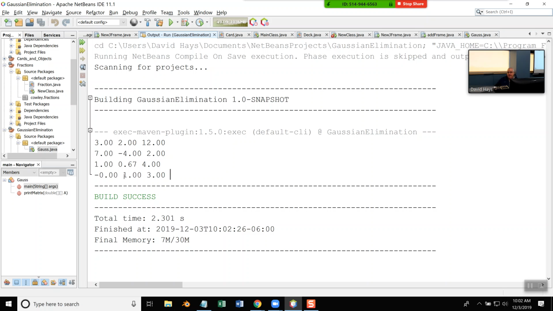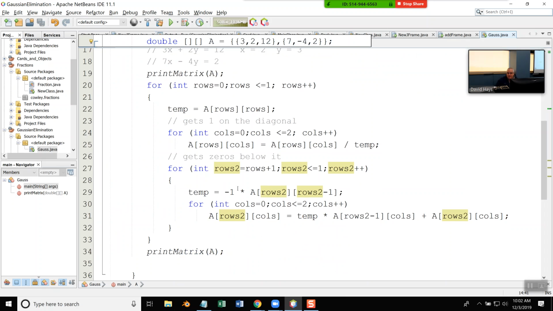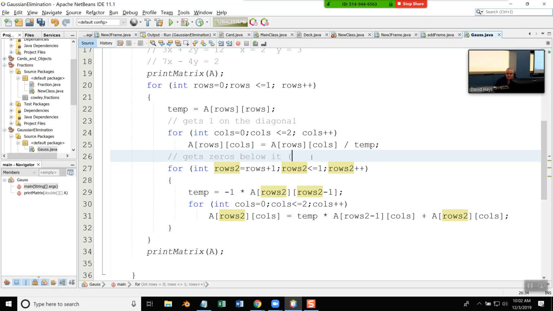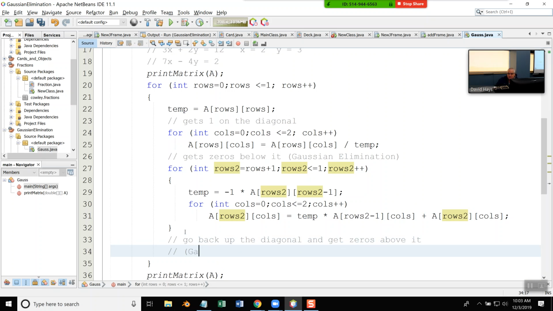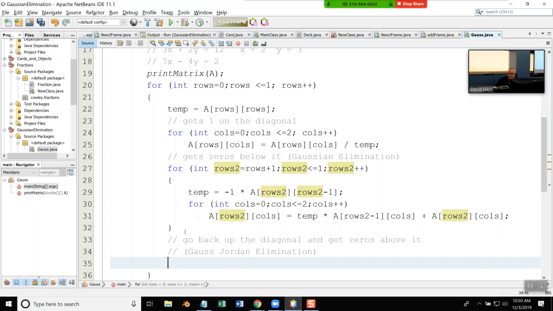The Gauss-Jordan elimination said you're going to go back up the diagonal, going back up this way, and get zeros above this one. So like this one here, I want to get zeros above it. Back up. Okay, get zeros below it. This is Gaussian elimination. Now go back up the diagonal and get zeros above it. And this is what's referred to as our Gauss-Jordan elimination. Start at the last row and go back.